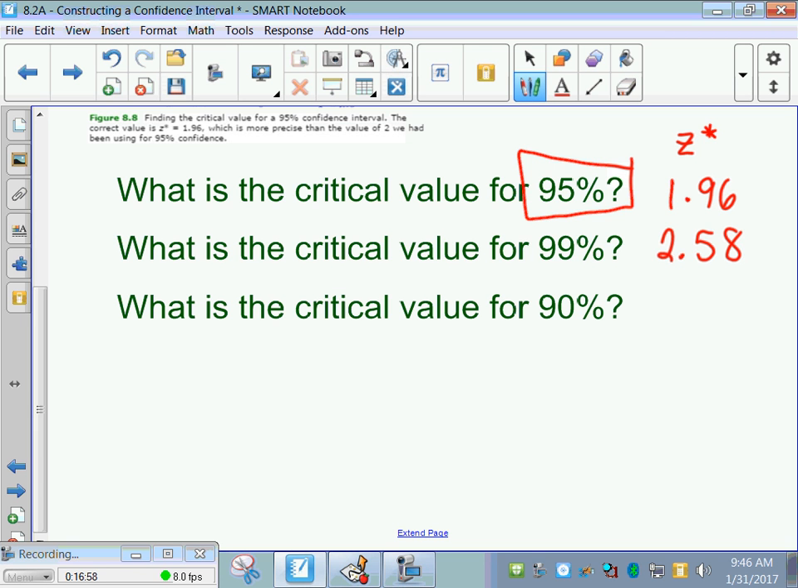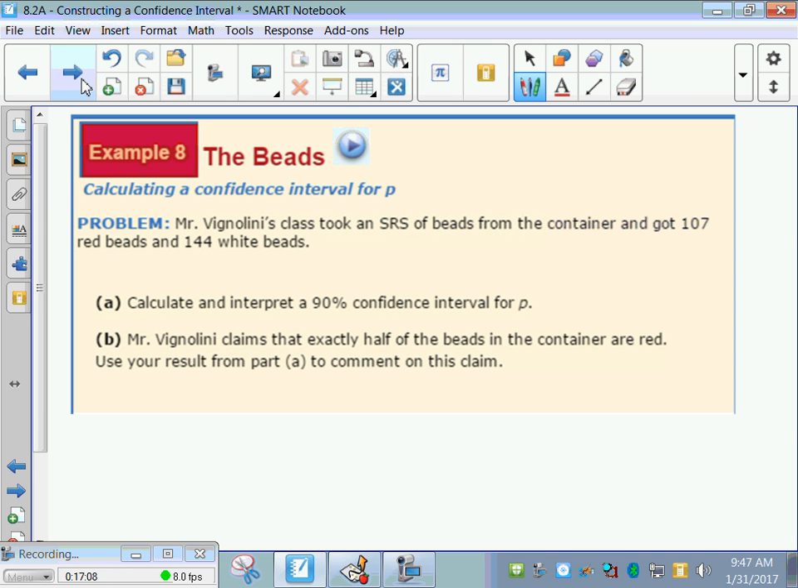0.05. What did you guys get for your z-score? Okay, 1.64. Cool. So that's how you find the little z value that goes in the formula. So now let's actually do one with Mr. B's class and the bead activity. Let's find a confidence interval that makes sense.